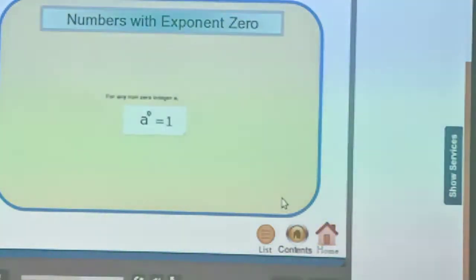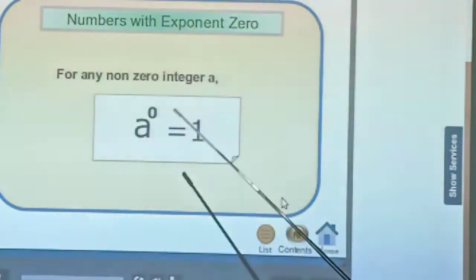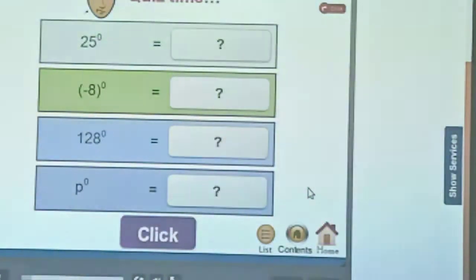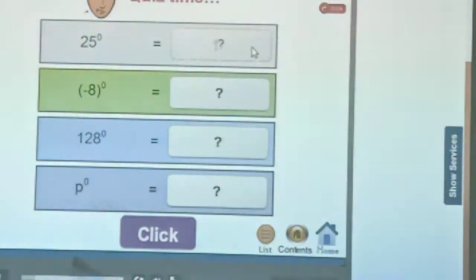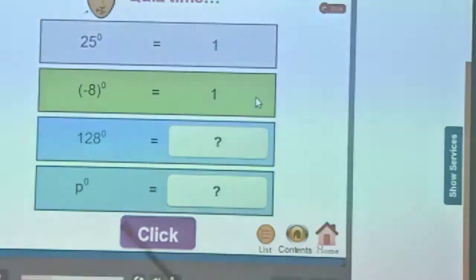Numbers with exponent 0, this is the law now. A raised to the power 0 is 1. Any number raised to the power 0 is always 1. 25 raised to the power 0 is 1. Minus 8 raised to the power 0, that is also 1. 128 raised to the power 0 is again 1. And p raised to the power 0 is also 1.